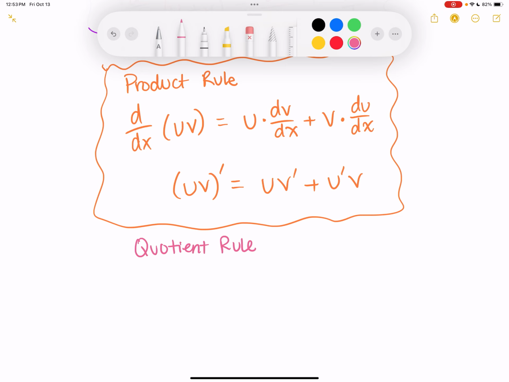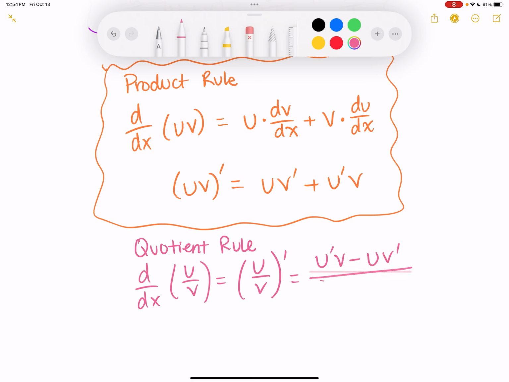So I'm not even going to write this one with the dv's and the du's. I'm going to write it as d dx of u over v, but I'm going to rewrite this as u over v prime. So I'm going to write it as it should be, and then I'll tell you how I will verbally say it typically when we're doing it. So it's u prime v minus uv prime divided by v squared, and obviously assuming v is not equal to 0.